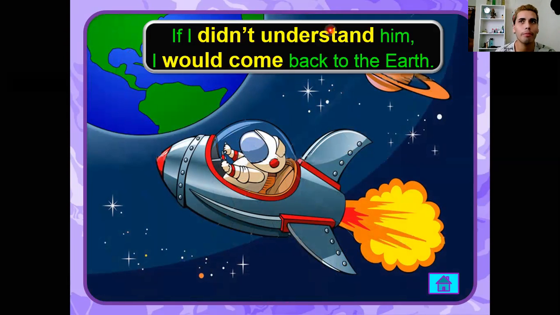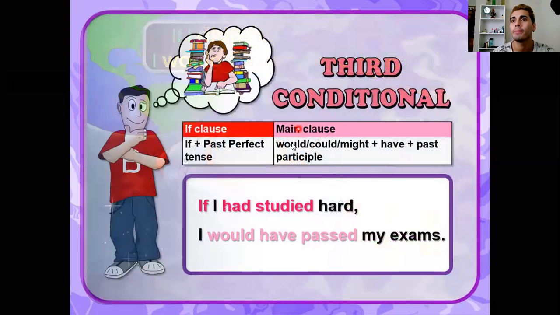Don't freak out. A lot of people freak out whenever they see the second conditional in the negative form. Don't freak out. It's simply simple past. It's just simple past, but in the negative form. For example, how do you say I am happy? Well, I love cats in past. I love cats. Yeah. And how do you say it in the negative form? I didn't love cats. It's the same thing. It's just a simple past, but in the negative form. Okay. So if I didn't understand him, I would come back to the earth.